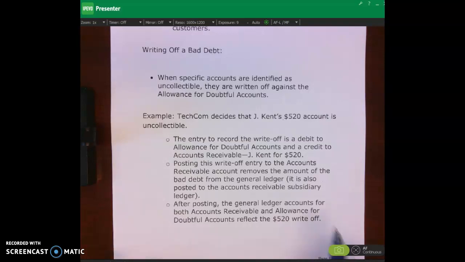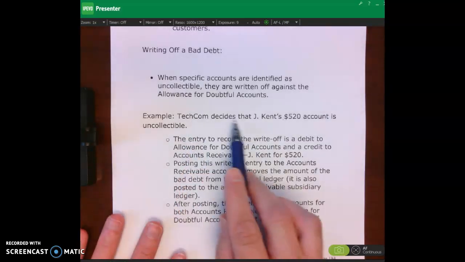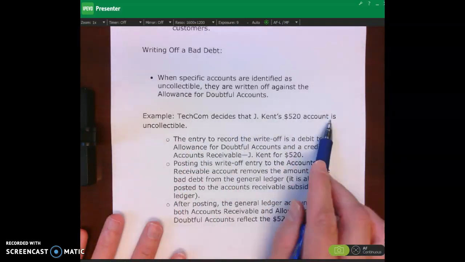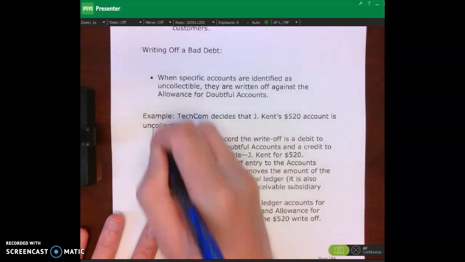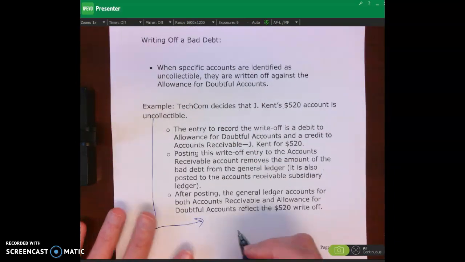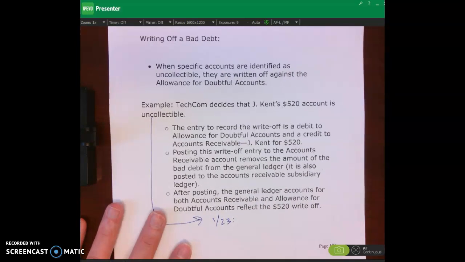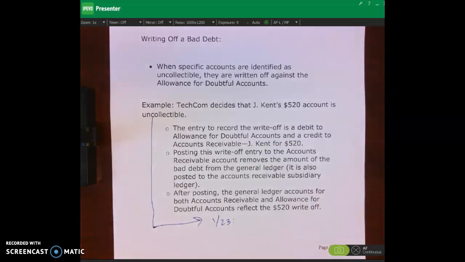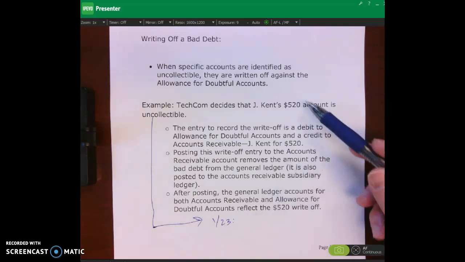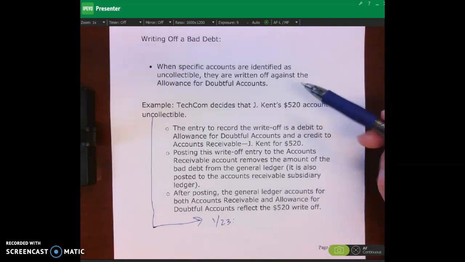So we see over here, let's say that TechCom decides that J. Kent's $520 account is uncollectible. And I'll come down here and write out the journal entry. Let's say that's on January 23rd. We recognized bad debts expense on December 31st of the prior year, year 1. That was the journal entry we just did. This is the journal entry in year 2 to recognize that J. Kent is not going to pay us.